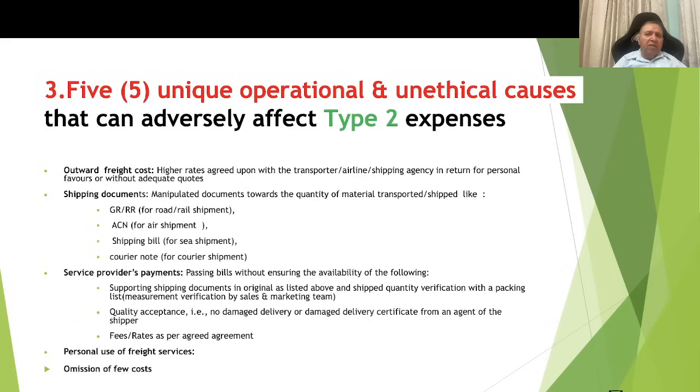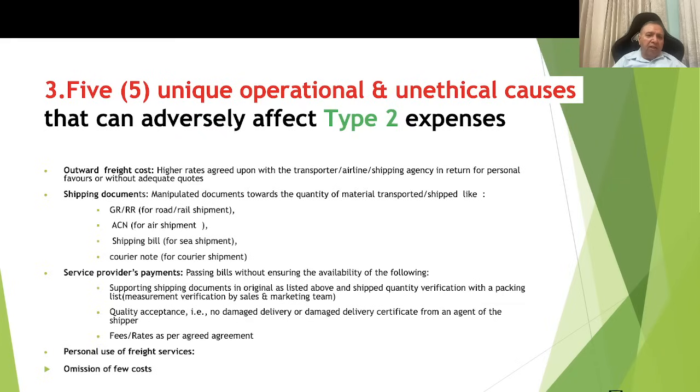Five unique causes which can affect this freight and forwarding cost are: outward freight costs, where the rates agreed with the transporters or the airline or shipping are higher in return for personal favors, or without adequate quotes being obtained, or without benchmarking being done.